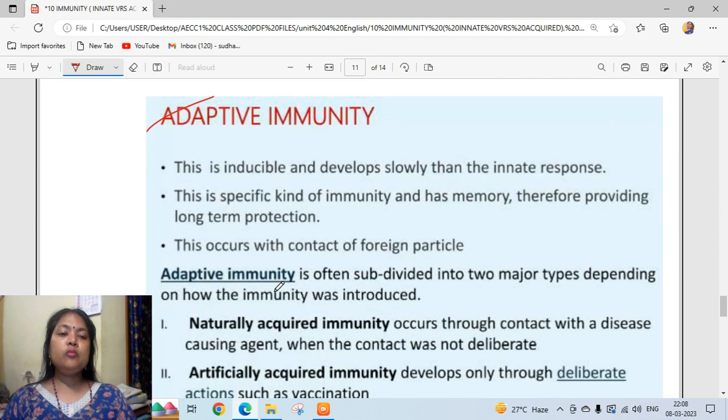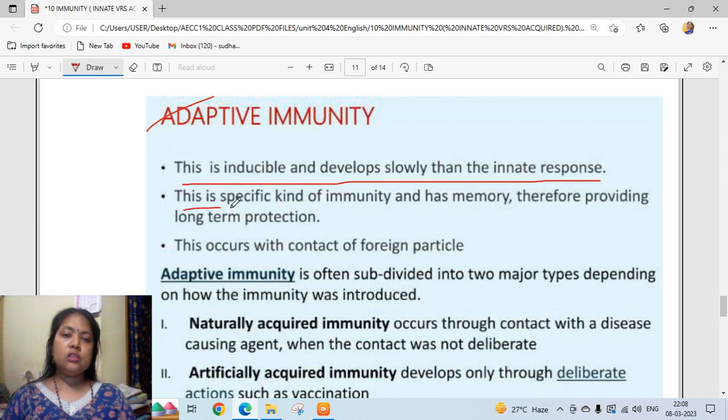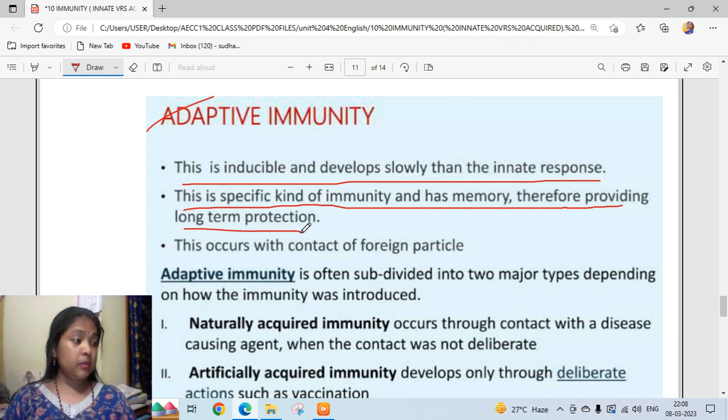Then adaptive immunity, what is that? So this is inducible and develops more slowly than the innate response. This is a specific kind of immunity and has memory, therefore providing long-term protection. It means adaptive immunity gives long-term protection, and this occurs with contact of foreign particles.